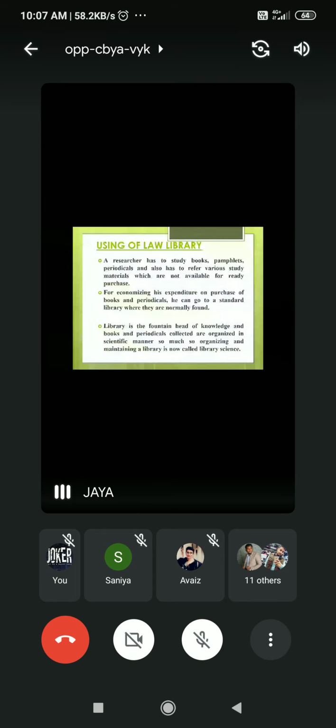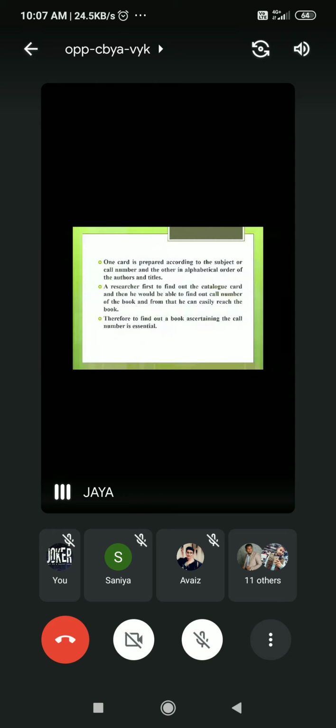So now in the previous classes we had started with the concept of the law library. Using of law library, we had finished a few points over here, right? I was telling you about the card, the catalog card.